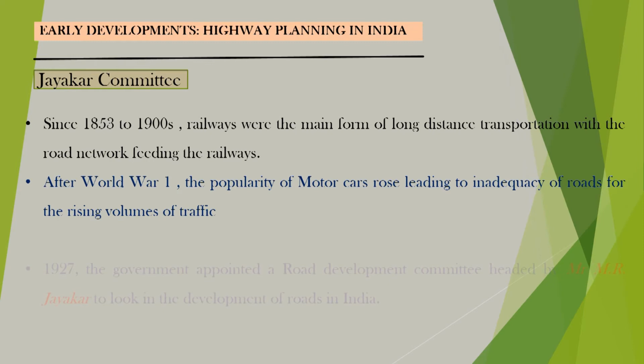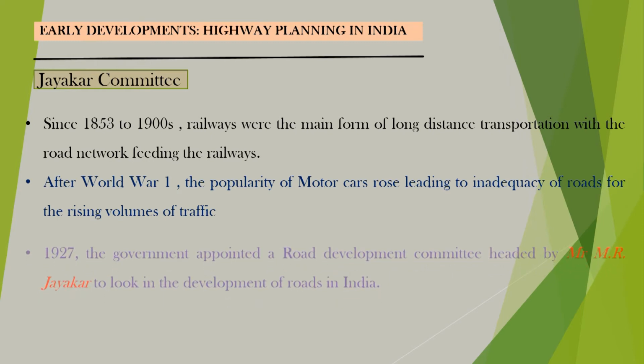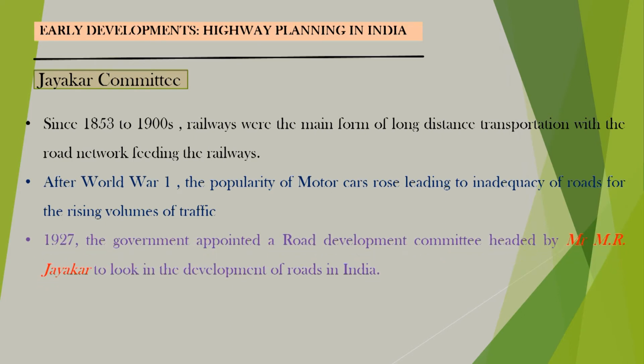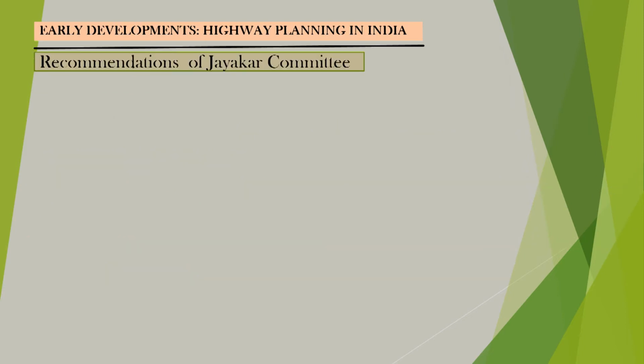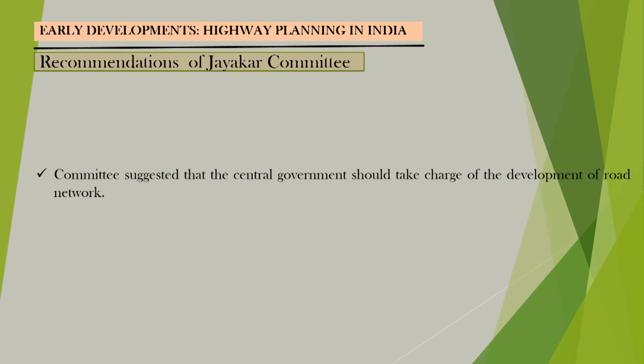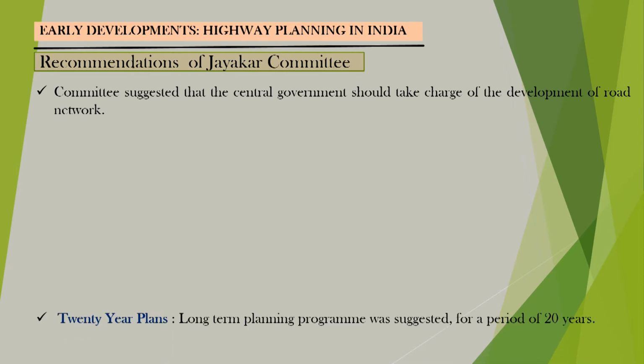So in 1927, the government appointed a road development committee headed by Mr. M.R. Jayakar to look into the development of roads in India. What were the recommendations of the Jayakar committee? The Jayakar committee suggested that the central government should take charge of the development of the road network in India. The roads were considered a matter of national importance, so the central government should take charge of the development of the road network.